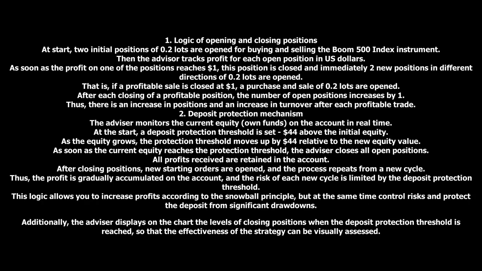Logic of opening and closing positions. 1. At start, two initial positions of 0.01 lots are opened for buying and selling on the Boom 500 Index instrument. Then the advisor tracks profit for each open position in US dollars. As soon as the profit on one of the positions reaches $1, this position is closed and immediately two new positions in different directions of 0.01 lots are opened.